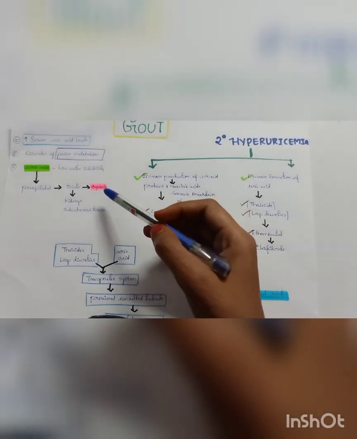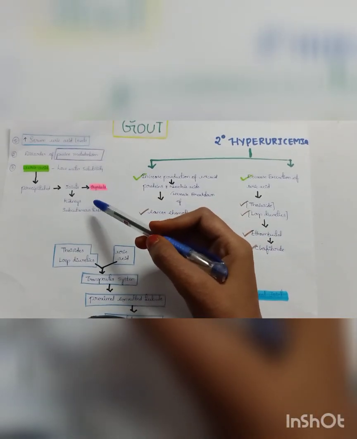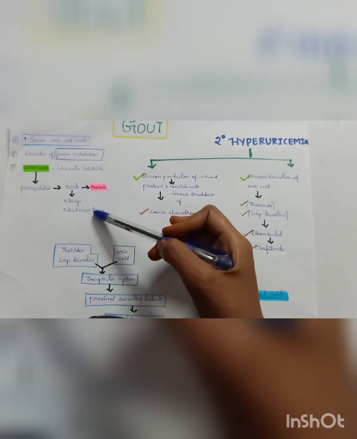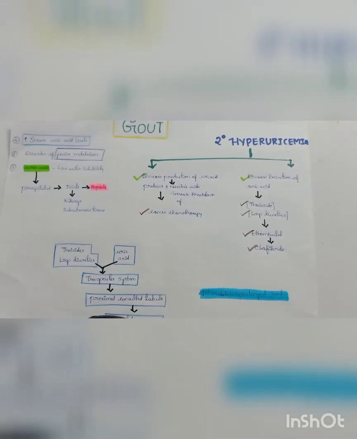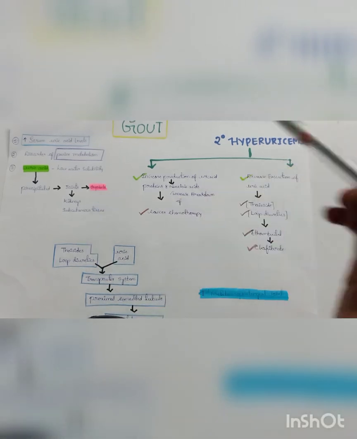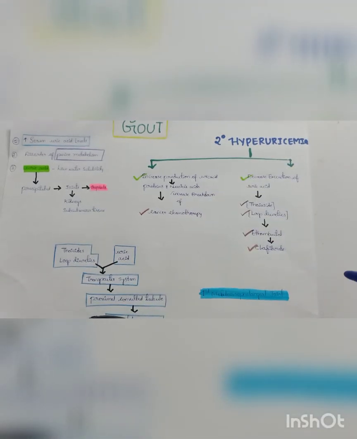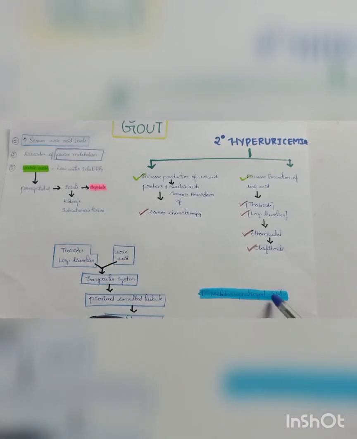And these crystals will get deposited in the joints, and the individuals will have severe pain due to the deposition of the crystals within the joints. Okay. So the most common and the first affected joint is the first metatarsophalangeal joint.